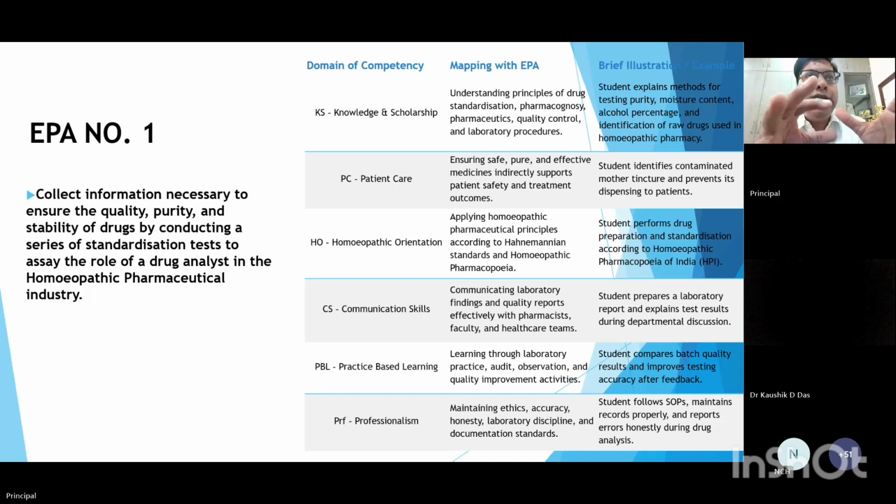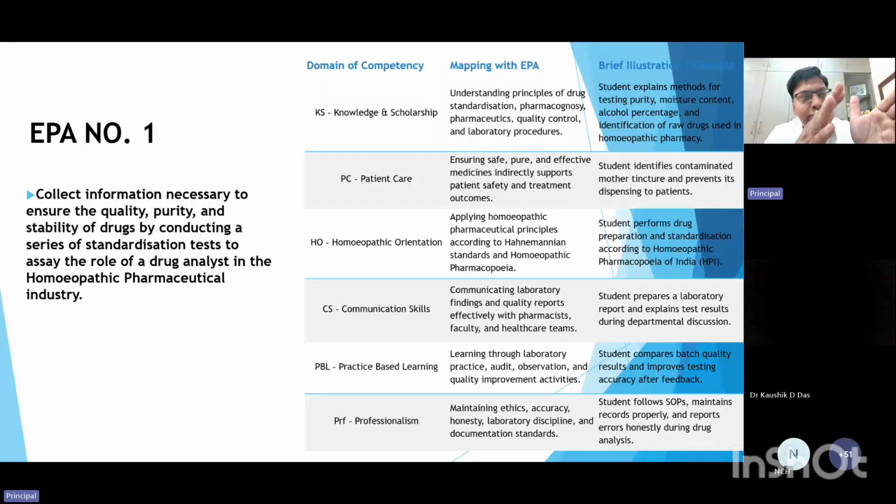Now, a brief illustration or example of how it is to be done. The student explains methods for testing purity, moisture content, alcohol percentage, and identification of raw drugs used in homeopathic pharmacy. Similarly, patient care. To achieve this competency, we are mapping this with the EPA: ensuring safe, pure, and effective medicines indirectly supports patient safety and treatment outcomes. Example: the student identifies a contaminated mother tincture and prevents its dispensing to patients.